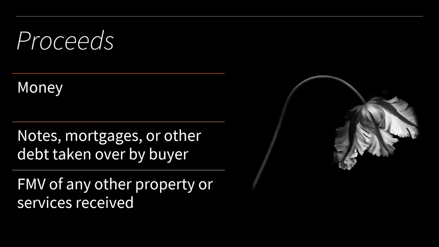Proceeds on the sale of a home could be money, which is very straightforward, right? But also if the taxpayer had any notes or mortgages or other debt that was taken over by the buyer, that counts towards the proceeds of this sale. And if there was any other property received in exchange for the sale of this home, that would also count towards the proceeds of this sale. So the fair market value of those other properties that were received by the taxpayer.